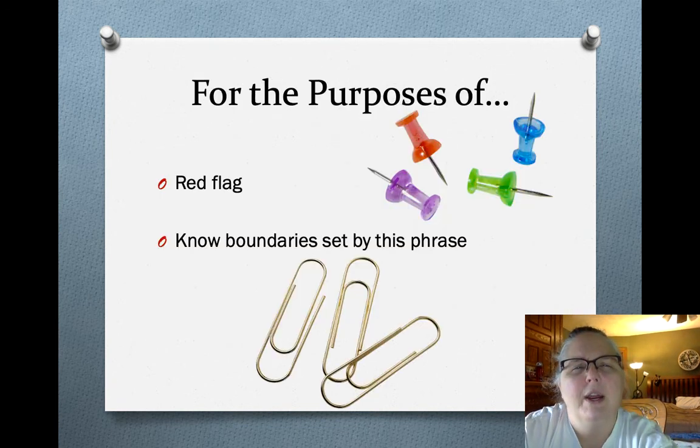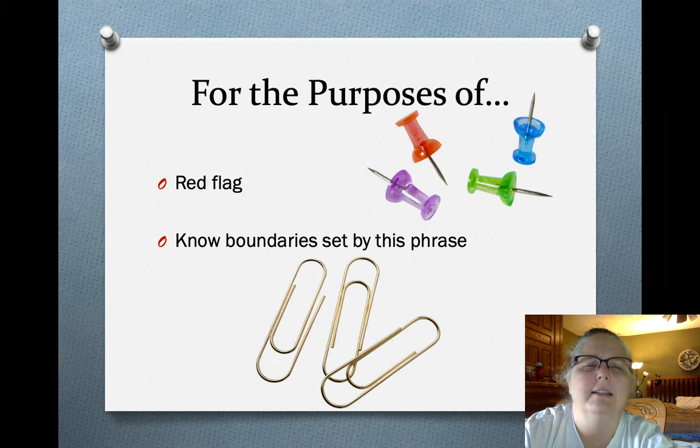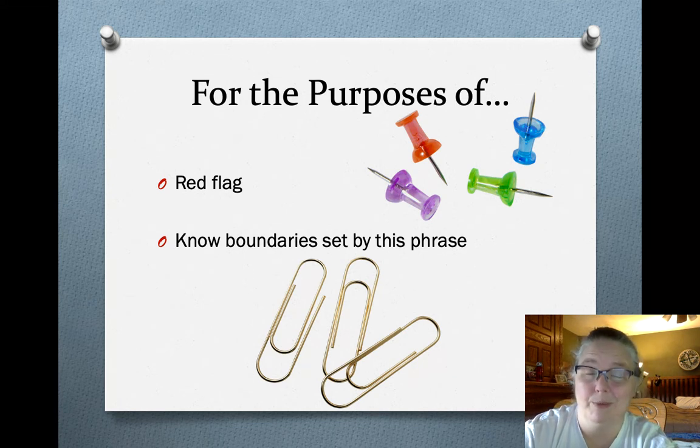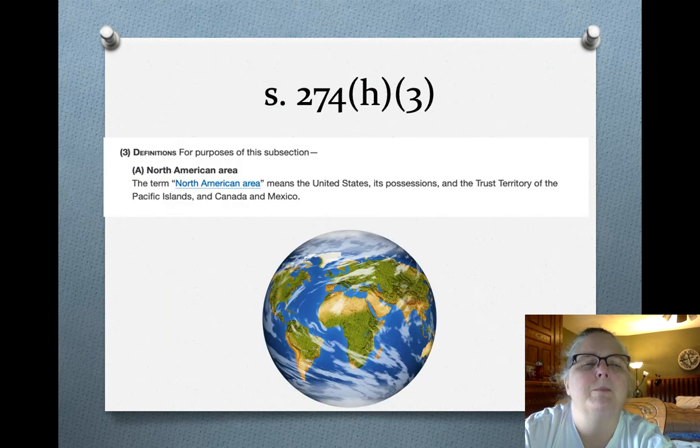Okay. The phrase "for the purposes of," when we see it in the code, this is a bit of a red flag. It's telling us that something is going to be used for a specific purpose. But it is important for you to understand that there are boundaries that are set by this phrase. Is it for the purposes of the subtitle, which would be the entirety of the Internal Revenue Code, for purposes of this section or this paragraph or the subsection? Know the boundaries that are being set here. And what you're seeing will apply only to the things within that boundary.